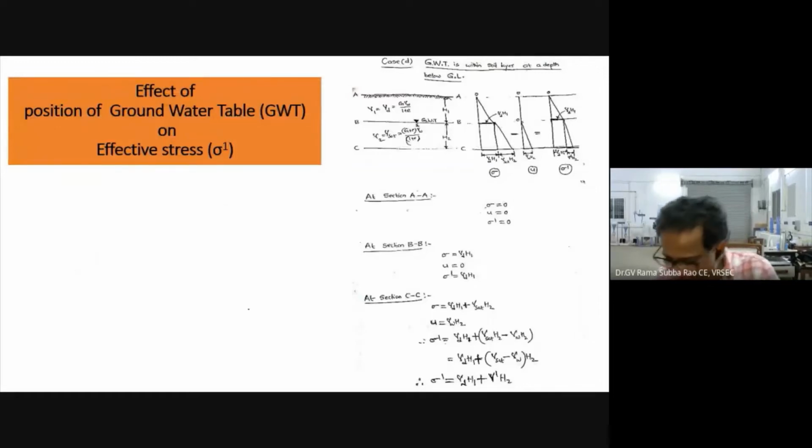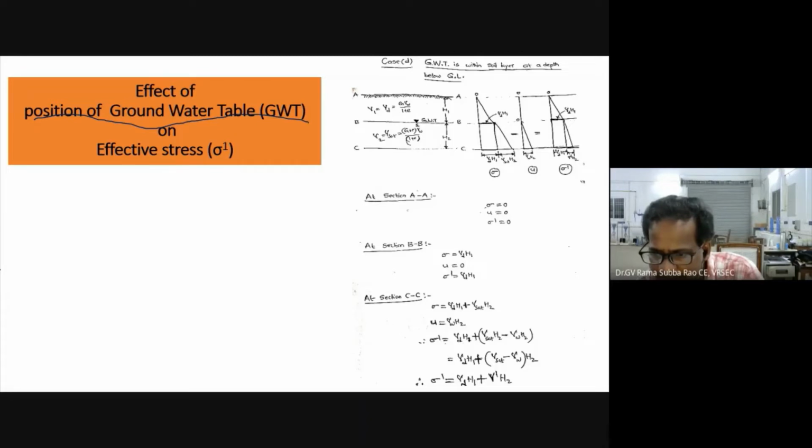Welcome, all. In this lecture, we are going to discuss the influence of the position of the groundwater table on effective stress. This is a very important discussion. Why? Because in the last lecture, we had a very interesting discussion about the influence of the groundwater table on effective stress.